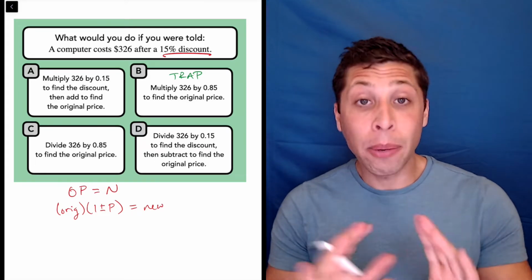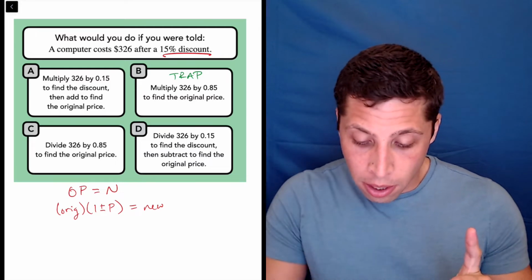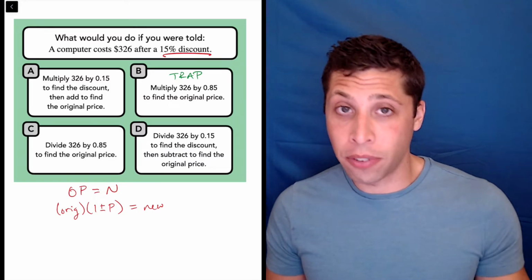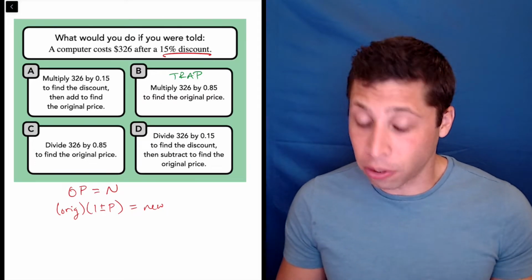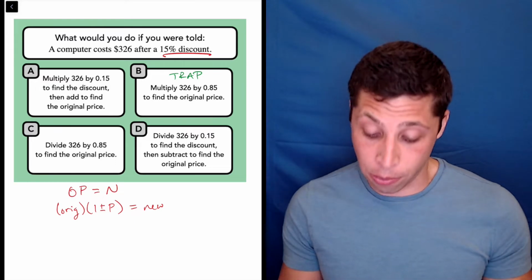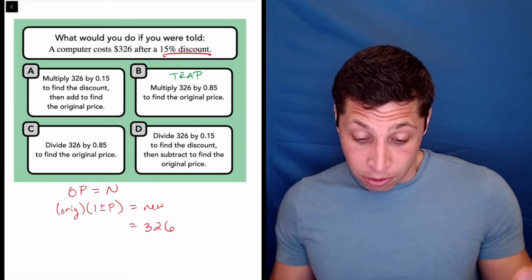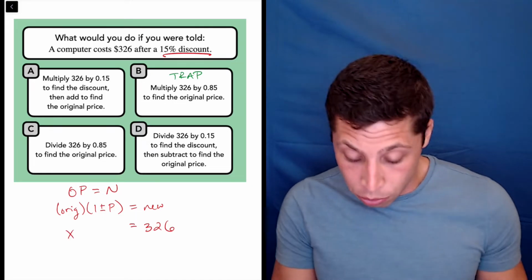Okay? So now we can take the specifics of this story and plug them in. Well, the computer costs $326 after a 15% discount. So the 326 isn't what we're starting with. It's not our original value. It's our new value. So that's going to go over here. Now, we don't know the original, right? Like, we're probably going to have to solve for it. And the discount we do know.